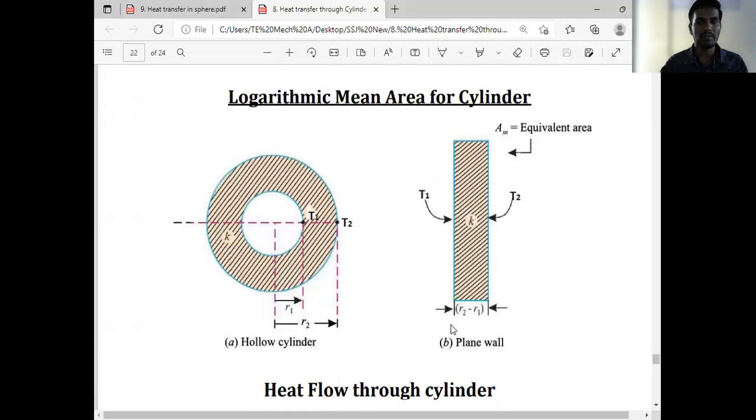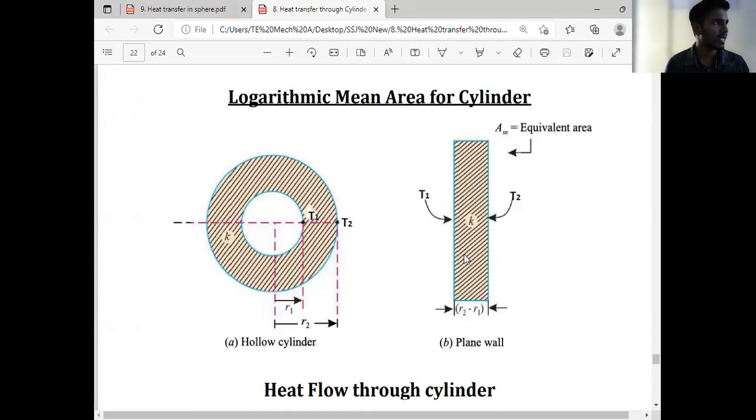Can you see it in the diagram? In the diagram, what is the thickness of the plane wall? That is R2 minus R1, and what is the thickness of the cylinder? R2 minus R1. What is the thermal conductivity of the cylinder? K. Then what is the thermal conductivity of the plane wall? That is K. Our aim is to calculate the rate of heat transfer; the same heat transfer takes place through the cylinder and through the plane wall.